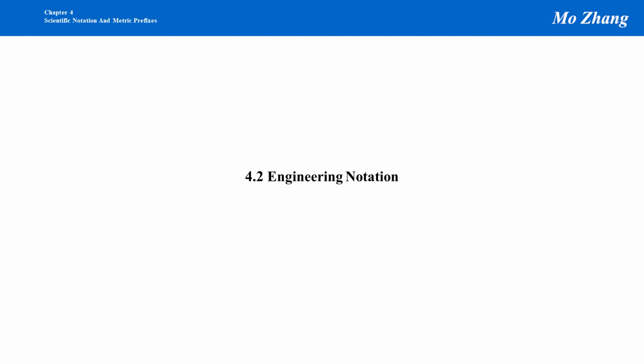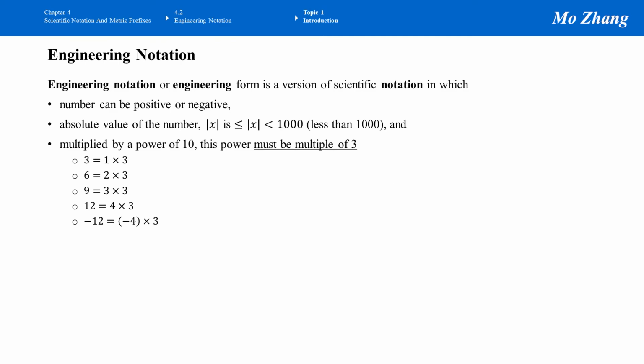4.2 is about engineering notation. To express numbers in engineering notation, the way is very similar to expressing a number in scientific notation. It just has different rules. There are three rules for expressing a number in engineering notation.